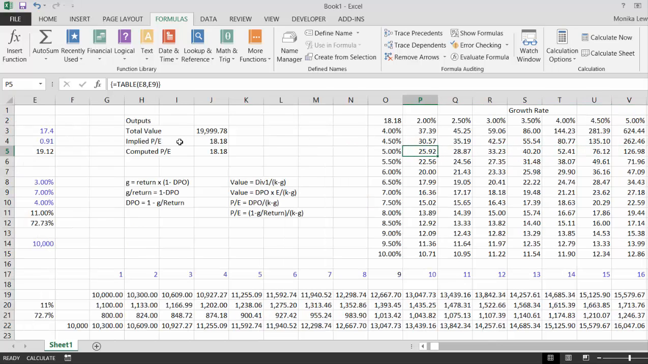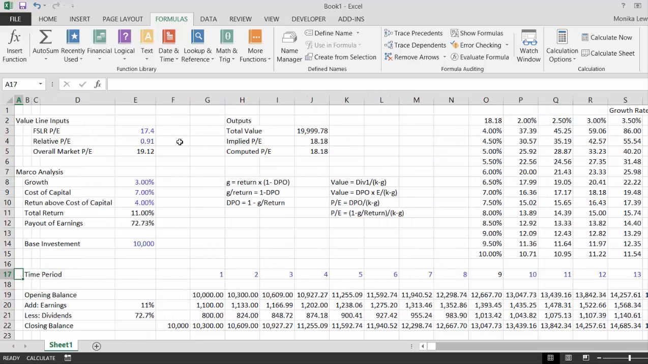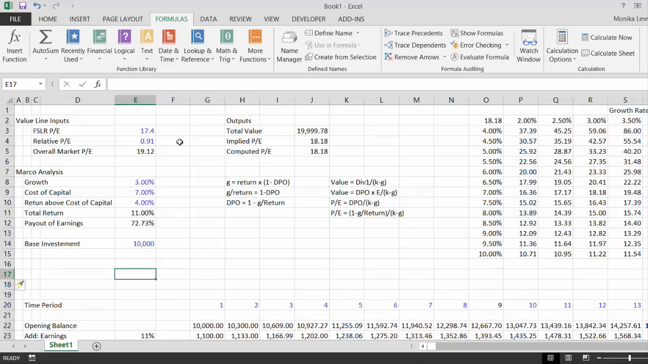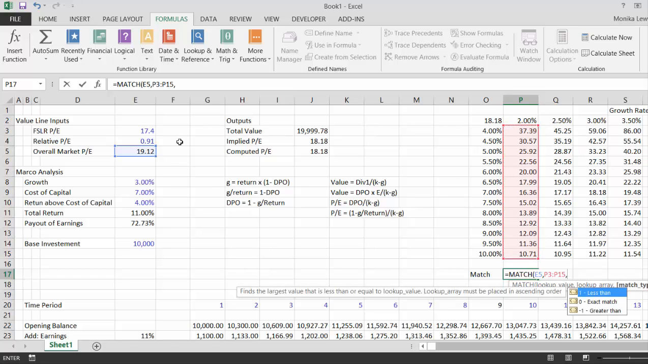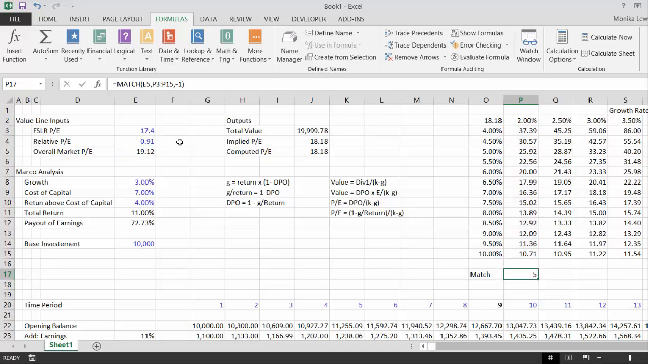Right now the closest one to 19 is here. Actually, here's the way to do this, I think. Let's insert a couple, and let's put equal match, and let's go up to this PE ratio, and I think it's going down. So here's what you have to do. I hardly ever have to do this. Put -1, which means that the fifth row, 1, 2, 3, 4, 5.